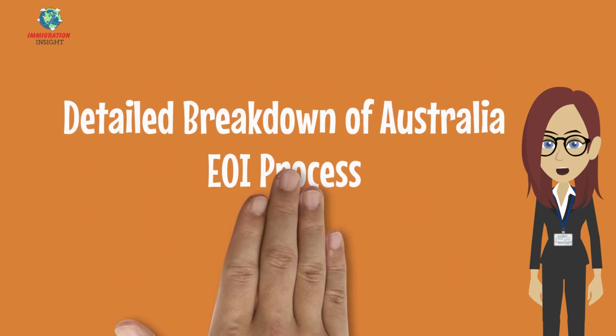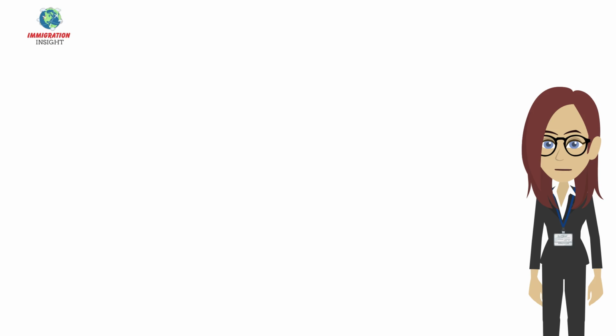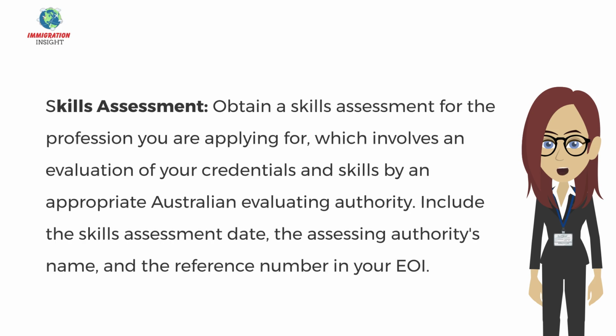Detailed breakdown of the Australia EOI process. Pre-submission requirements. Before concluding and submitting your EOI, you must: First, points calculator. Use the points calculator to see if you can achieve the minimum required score of 65 points. Check if your profession is included in the skilled occupation list, noting that different skill lists apply to different types of visas. Second, skills assessment.